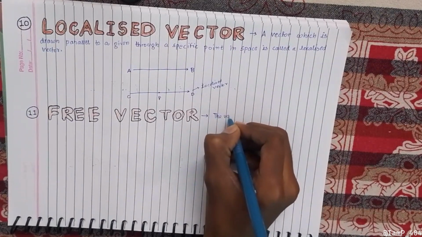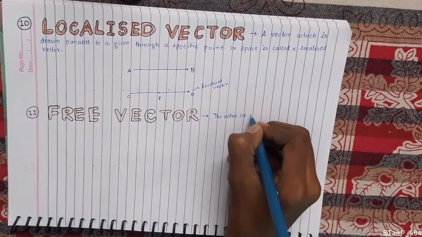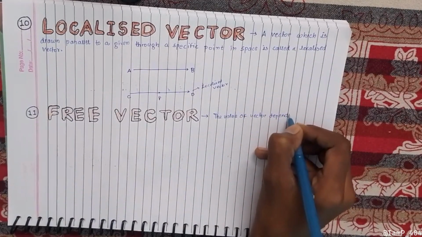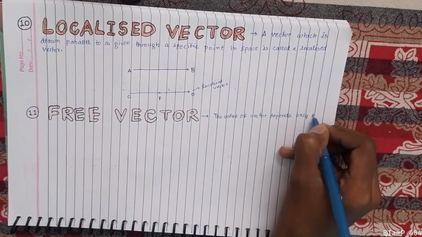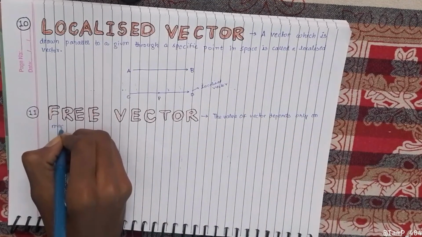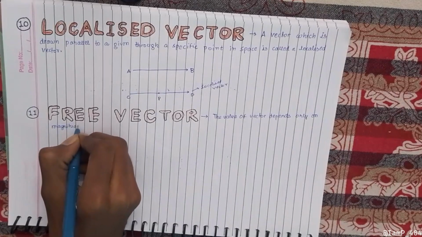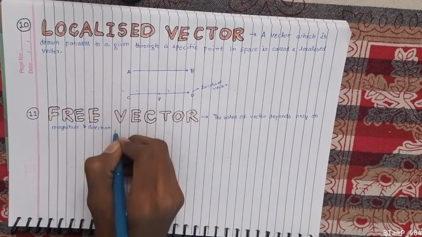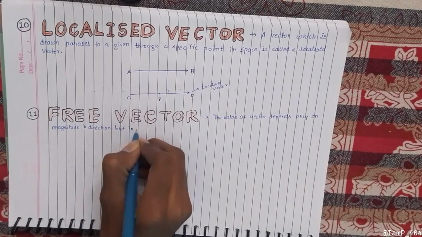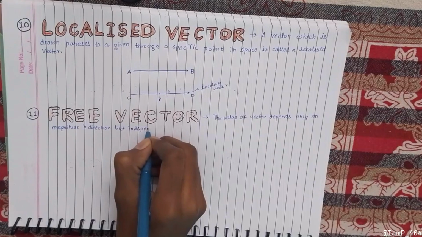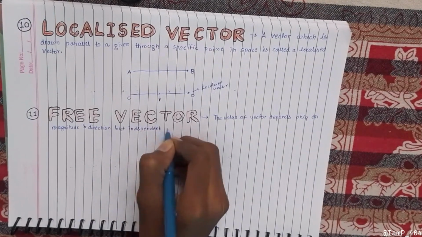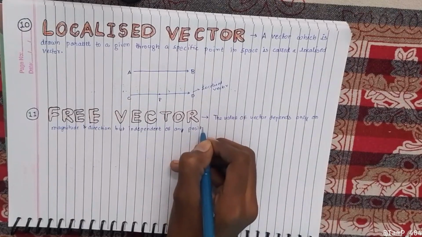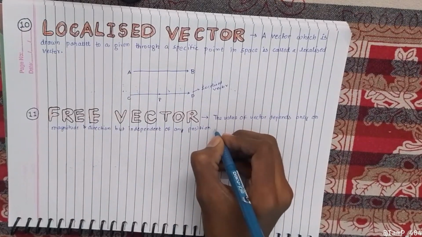The value of a vector depends only on magnitude and direction, but is independent of any position in space. Free vector means the same vector in any position of space.